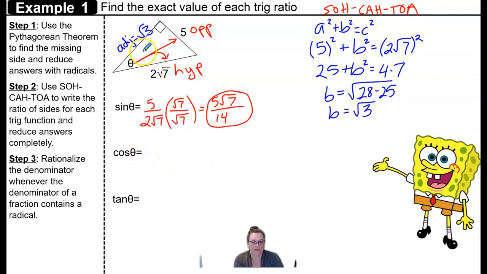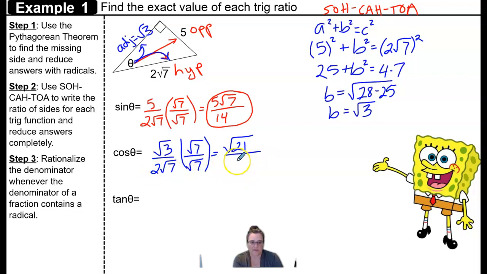So the cosine, since that's our adjacent side over the hypotenuse, is the square root of 3 divided by 2 square root of 7. And again, we'll need to rationalize that denominator by multiplying by the square root of 7 over the square root of 7. The square root of 3 times the square root of 7 is the square root of 21. And then 2 times 7 is 14. So the cosine of theta is equal to the square root of 21 over 14.